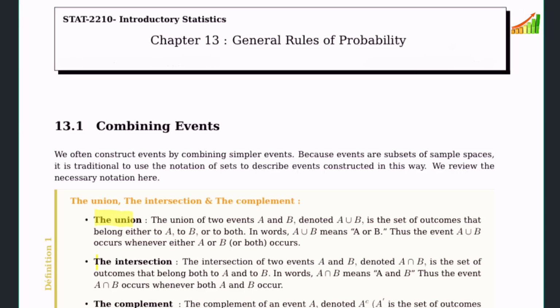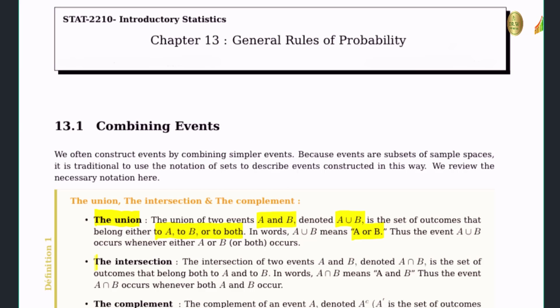The union. What is the union of two events? Suppose there are two events A and B. The union of A and B is the set of outcomes that belong either to A, to B, or both. We use this notation to show the union, A union B, or we can call it A or B.